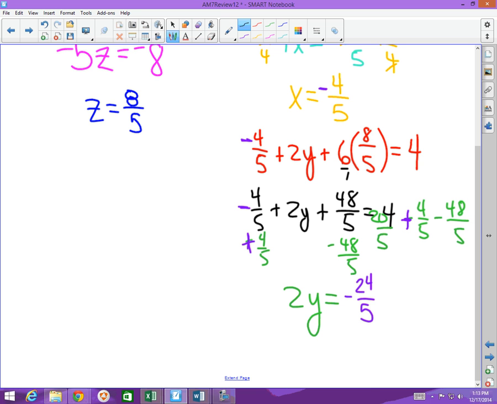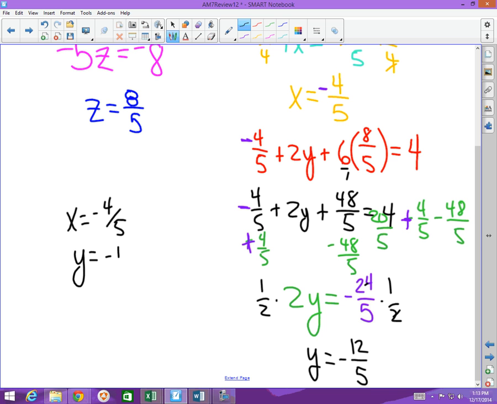Then we have to multiply by a half. And then y equals, because 2 goes into 24 12 times, it's going to be a negative 12 fifths. So we know x is a negative 4 fifths. Y is a negative 12 fifths. And z is 8 fifths. And there you have your answers, or the answer.